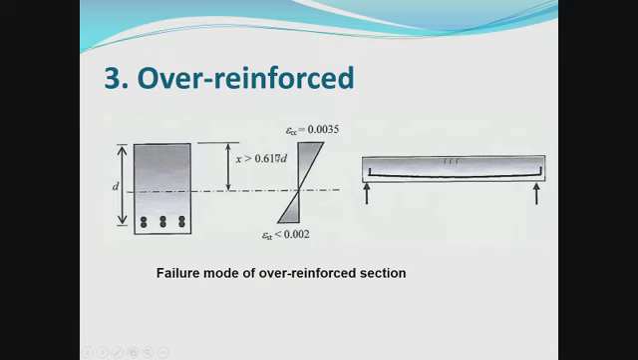This figure shows the failure mode of an over-reinforced section compared to the previous failures. The depth of the neutral axis is greater than 0.617d. The failure is sudden without any sign of warning, and brittle. For this reason, over-reinforced flexural members are not permitted.